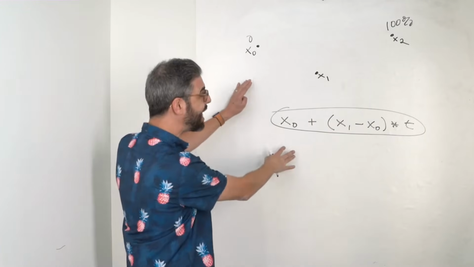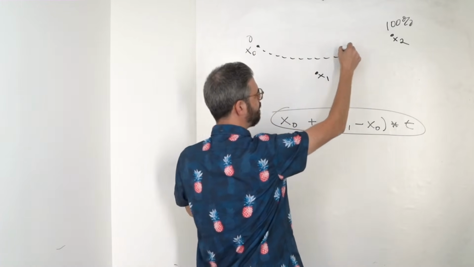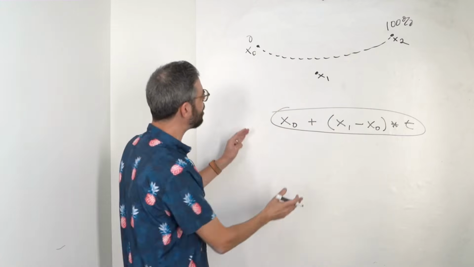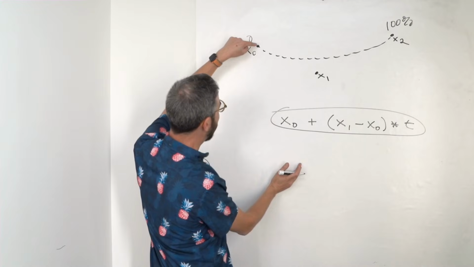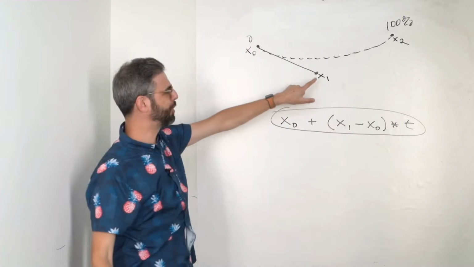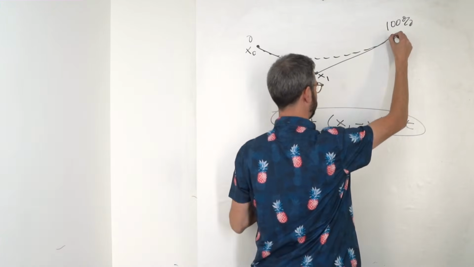Remember, a quadratic Bézier has 2 anchor points and 1 control point. Probably ends up something like this. Well, what if I wanted to do linear interpolation between x0 and x1? It would look like this. What if I wanted to do linear interpolation between x1 and x2? It would look like this.